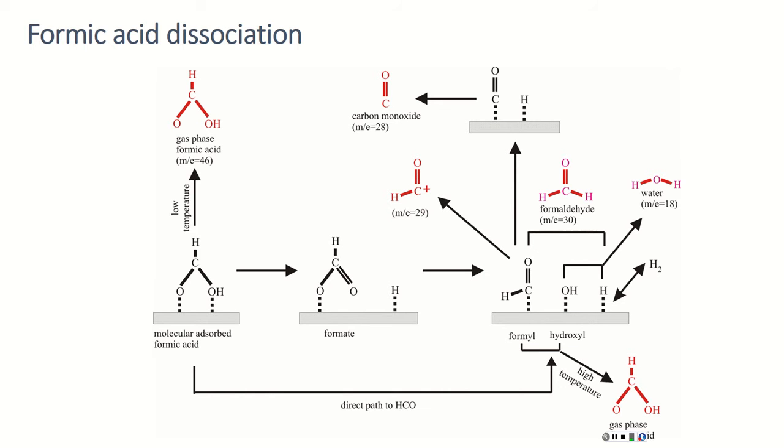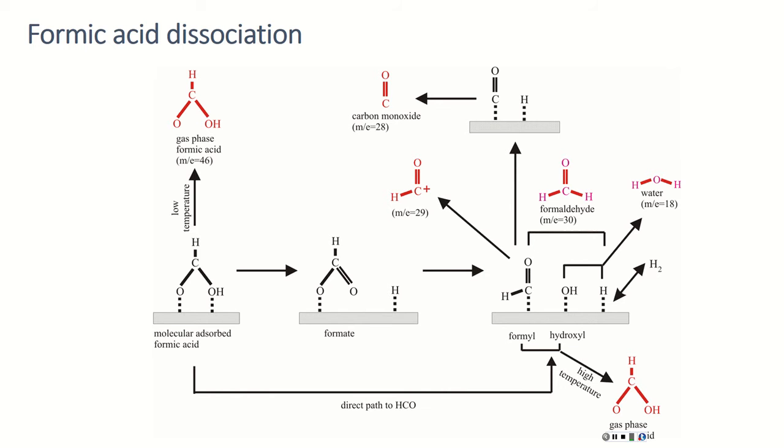But I can go through the mechanism. So the first step is molecular adsorption. Here we assume the molecular adsorption. The gas phase formic acid can adsorb on the surface, and this molecularly adsorbed formic acid can dissociate to form the formate and adsorbed hydrogen. This is one of the most common ways of dissociation of formic acid that we found in literature. So we have formic acid adsorbed, and it can dissociate to form this formate and adsorbed hydrogen.